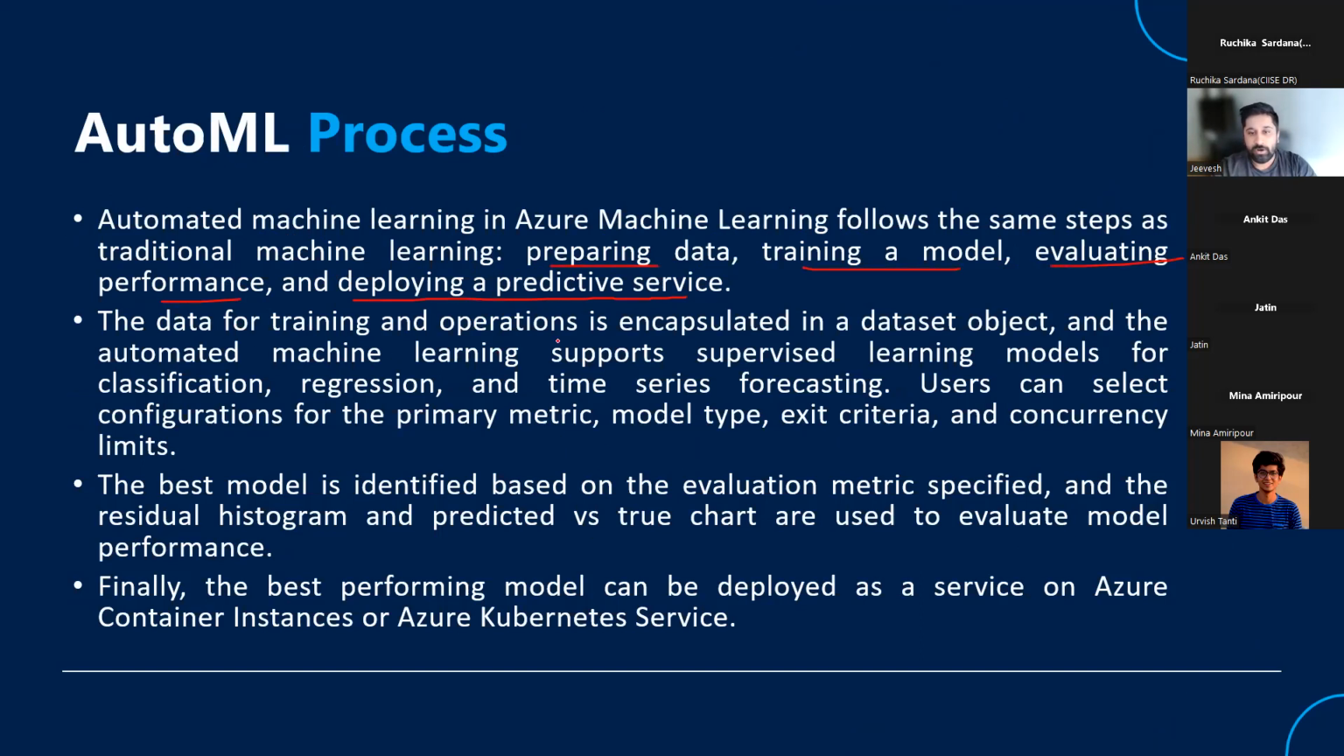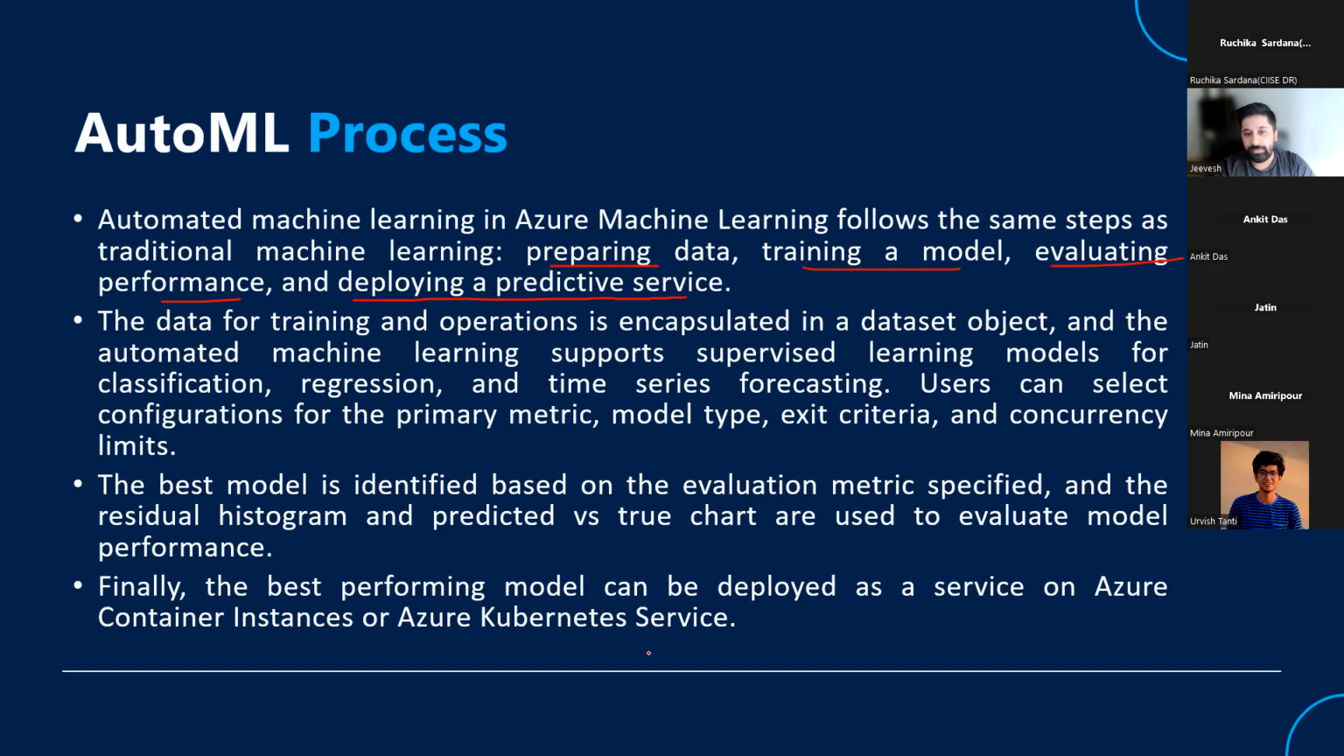The data for training and operations is encapsulated in a dataset object, and the automated machine learning supports supervised learning models for classification, regression, and time series forecasting. Users can select configuration for the primary metric, exit criteria, and the concurrency limits. The best model is identified based on the evaluation metric specified, and the residual histogram and predicted versus true chart are used to evaluate model performance. Finally, the best performing model can be deployed as a service in Azure container instance or Kubernetes services.